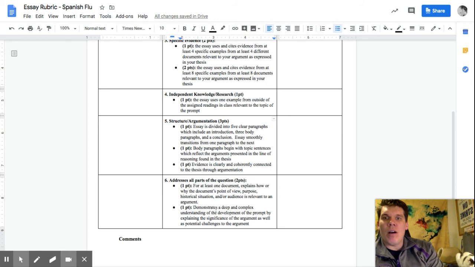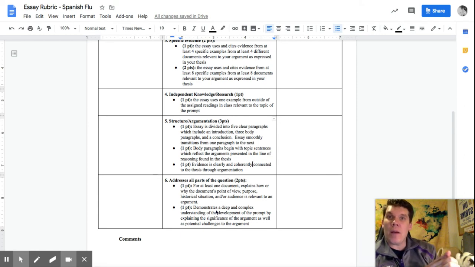The last part of your addresses all parts of the question portion is you need to, at some point, demonstrate that there is a deep and complex development within the prompt. So that usually fits very well in the conclusion when you give your significance statement. Why is this important? Why should we care about this? And that's where you want to use one of your spec phrases. What is this a symbol of? What is this setting a precedent for? What is this an example of? And what is this maybe causing in the future?